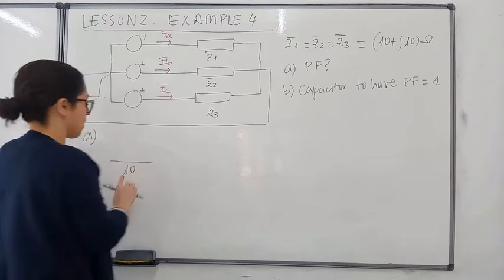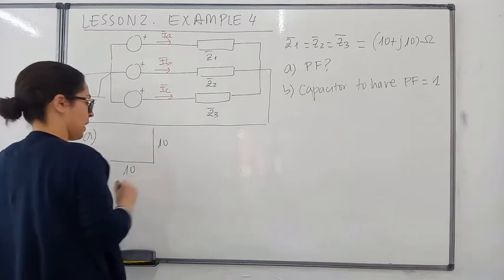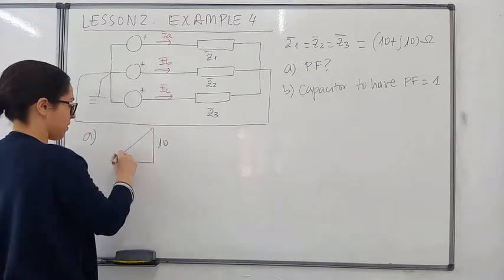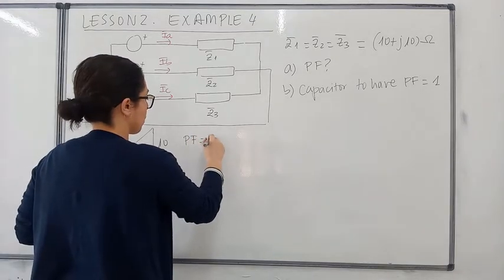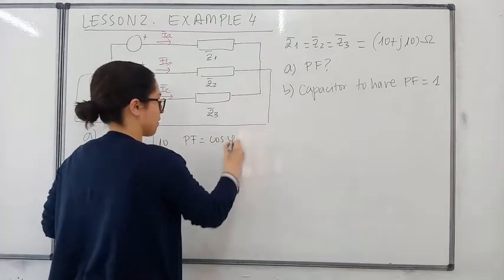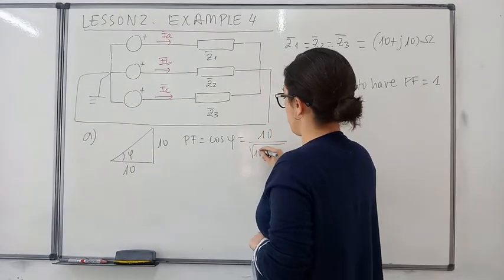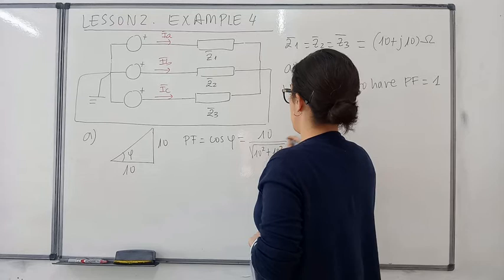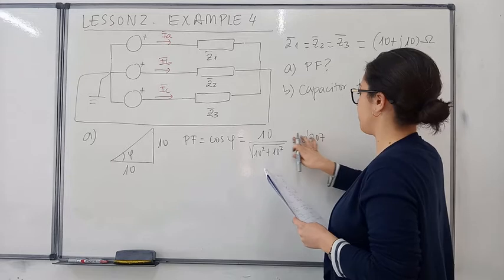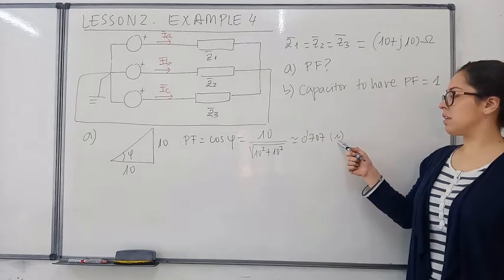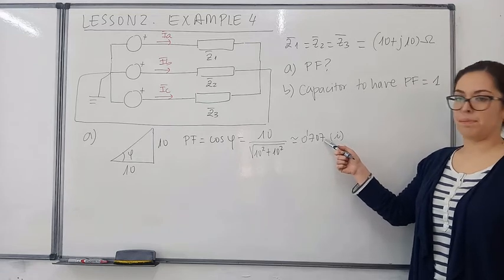As we have 10 as the real part of the impedance and 10 as the imaginary part of the impedance, here we have the angle of the impedance, and the power factor would be the cosine of that angle. So that is 10 divided by the square root of 10 squared plus 10 squared, which gives a result of 0.707. And they say that this load is inductive. That means that this load absorbs reactive power.